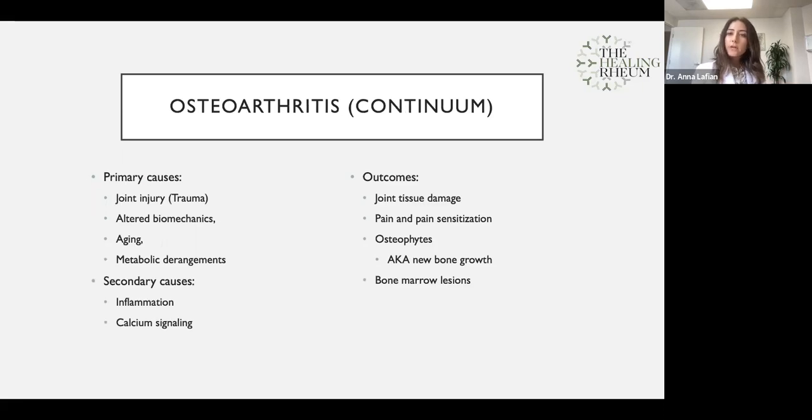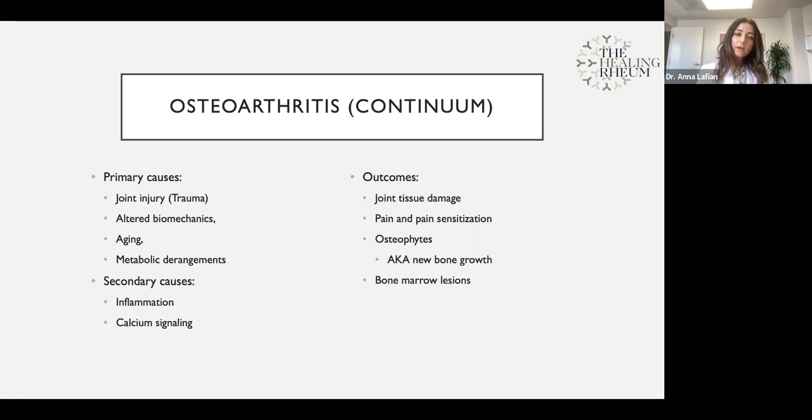So osteoarthritis is on a continuum. The primary causes of osteoarthritis are joint injury, trauma. This could have happened anytime in your life: a trauma, a fracture, a ligamentous tear, or something like that that you may have had when you were in your young adult years or even in your childhood years. And because of that trauma and injury, over time, you could get osteoarthritis in that particular joint.